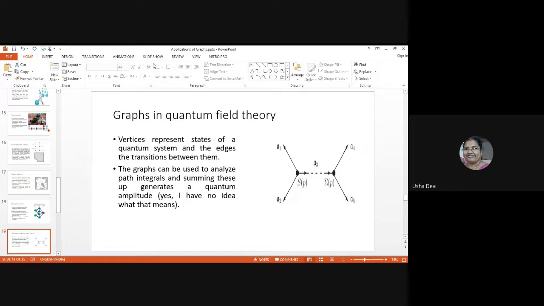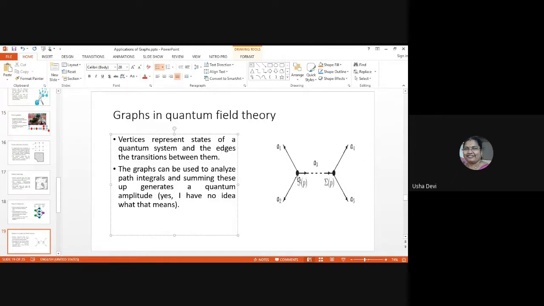Then next one, the graphs in quantum field theory. Even quantum field theory can make use of our graphs. We have different states, and those states of a quantum system will be represented in terms of vertices. Similarly, the transition from one quantum state to another quantum state we can call edges. That is reflected in this diagram. These are the different quantum states, q1, q2, q3, q4, q5, and there is a transition from one to another.